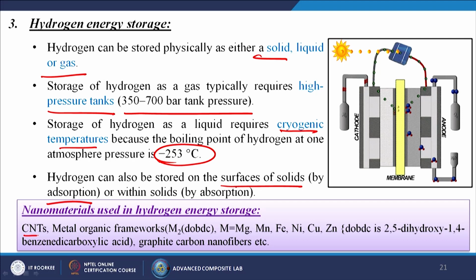Nanomaterials used in hydrogen storage systems are carbon nanotubes, and metal organic frameworks, MOFs, where M is magnesium, manganese, iron, nickel, copper, zinc, with some other materials. Sometimes people also use graphitic carbon nanofibers, then graphitic carbon nitrides, GCN. So, these are all the materials people are using nowadays.